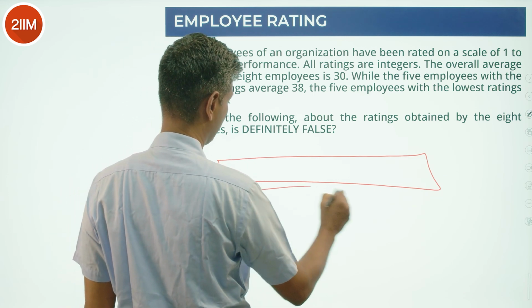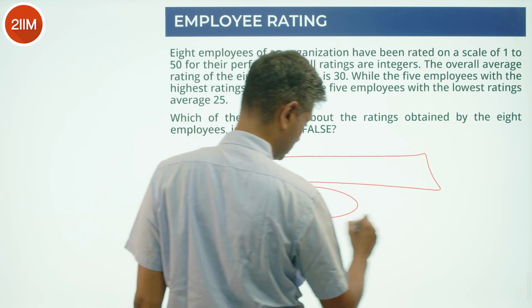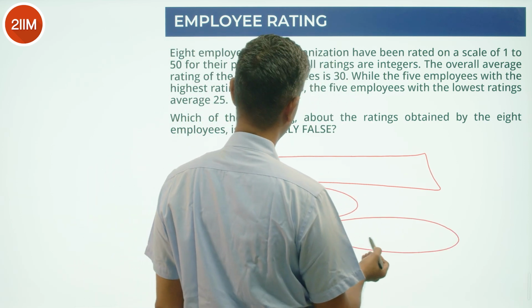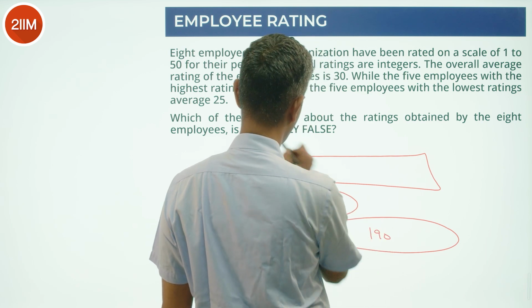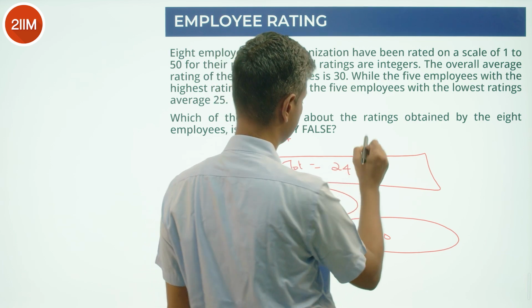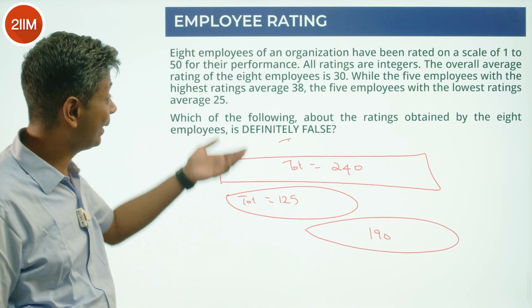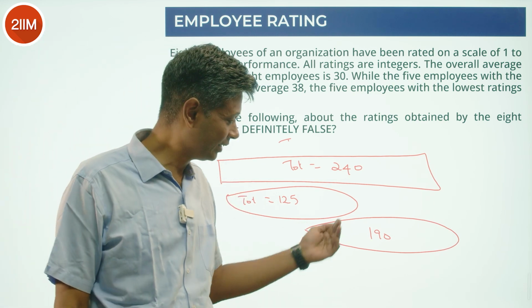The first 5, the total is 125. The last 5 total is 190. Overall total is 240. 30 into 8 is 240. 25 into 5 is 125. 38 into 5 is 190.